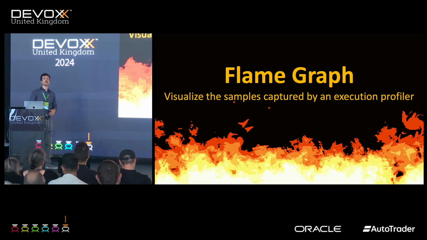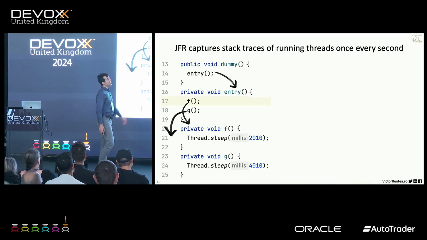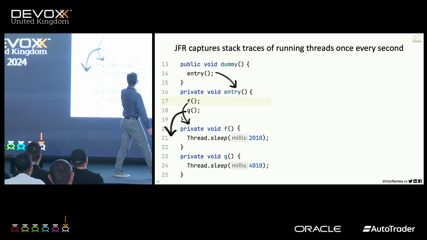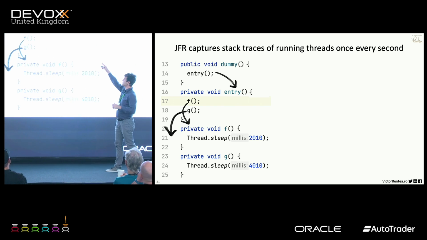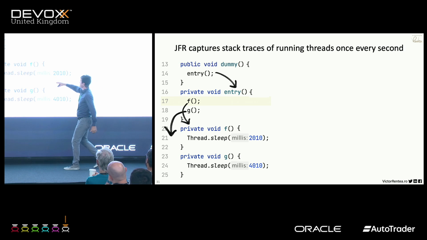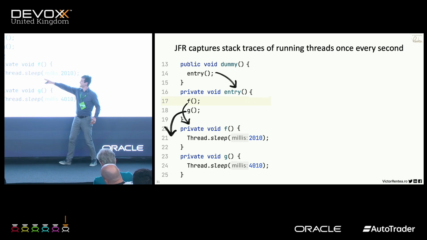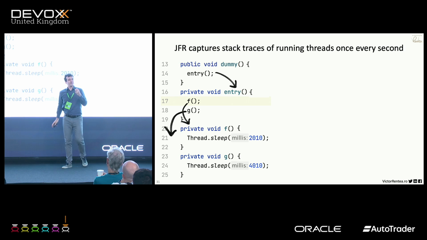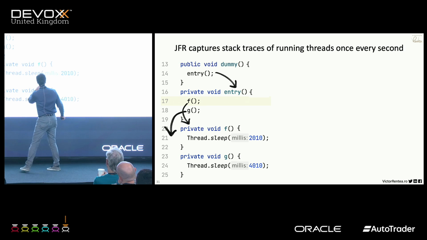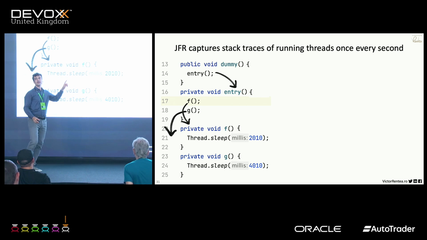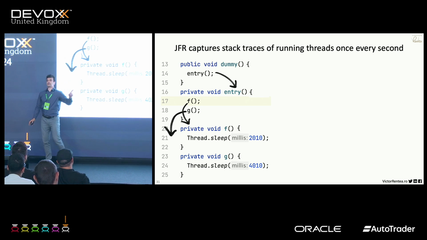So for the next 34 minutes, I'm going to try to walk with you through how we read the output of a profiler. Let's start with a very simple example. It's a dummy method calling entry, calling f and g. f takes 2 seconds, g takes 4 seconds, using sleep, of course.